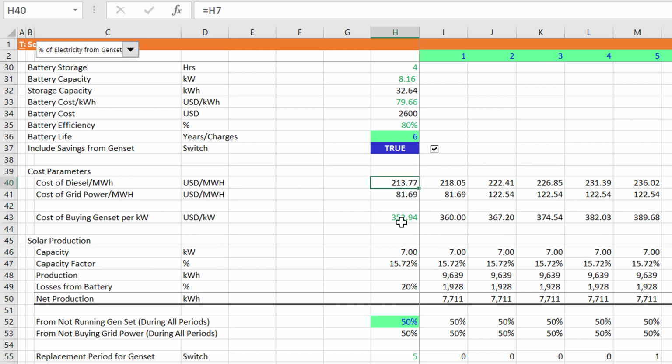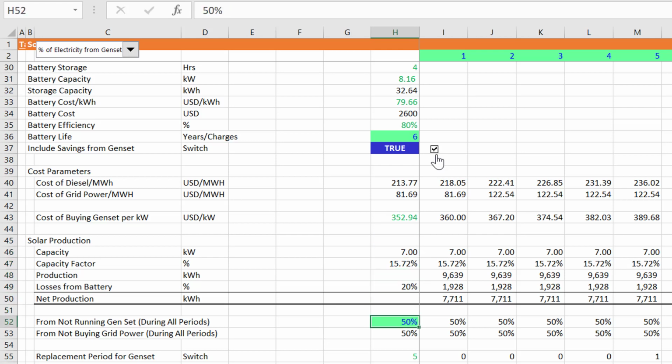Now, when we go through the battery, we have the same kind of thing, the cost of the diesel plus the cost of the grid power. This was just taken from above. And then we also have the cost of buying a new genset. Now, it might be the case that if we have a battery, we don't need a new genset, and in this case, we're going to include the savings. It might be the case that we do still need a genset because there are some periods where the battery just can't last long enough to serve us. We don't have enough storage.